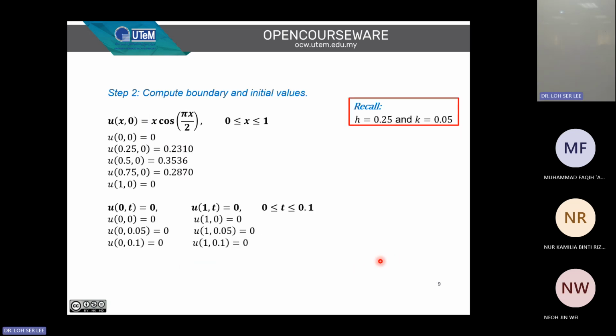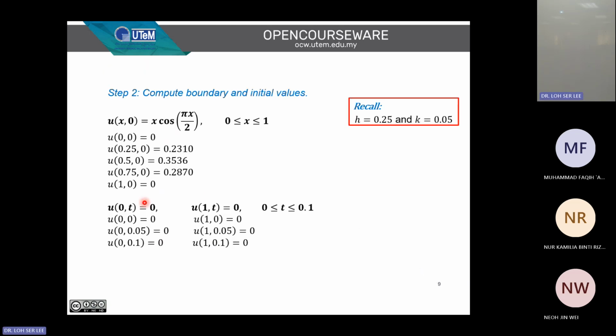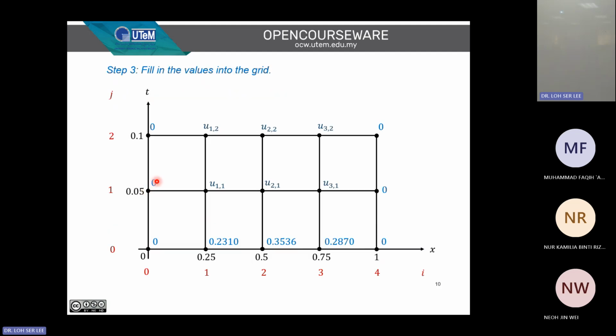And the boundary conditions, that means here, 0, 0, 0, 0, 0, 0. Because U(0, 0) is still 0, and U(0, 0.05) means it is referring to this point. U(0, 0.05) means this point. So for this point, the value is still 0. So boundary conditions basically give you the values of two verticals, the first vertical and the last vertical line.